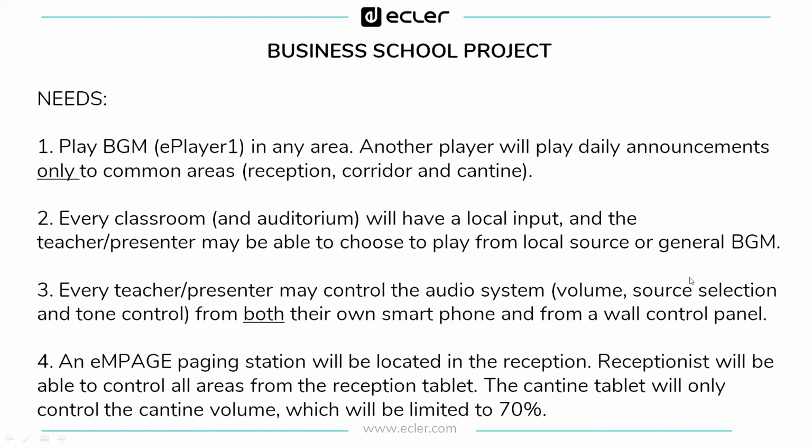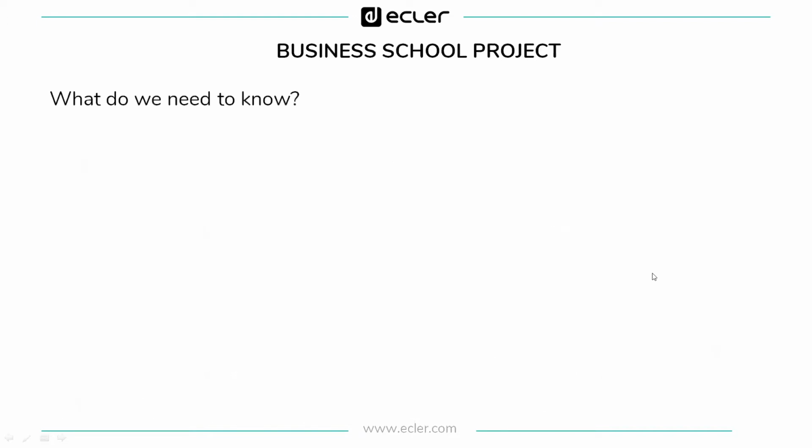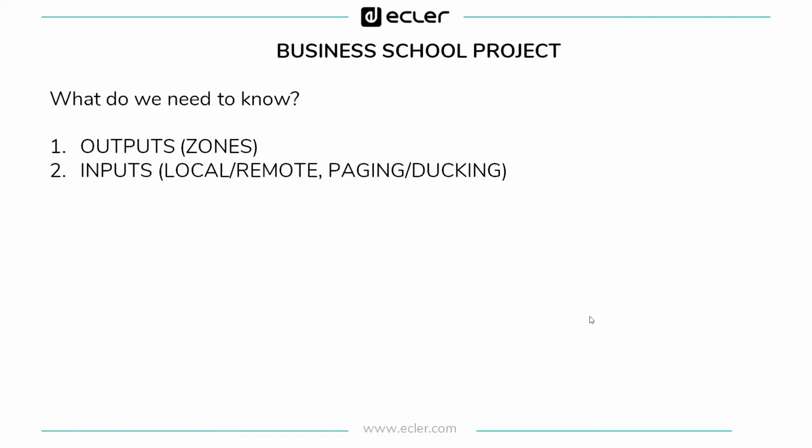Okay, so with all this information and the map we have, we can already extract all the information that we need. And to configure this, we actually need 5 things. First, to know the outputs: what is the number of outputs we need and what are they? The inputs. For every input, we will have to take into account if it will be a local input or a remote input for the connection on the backside of the hub, and if it has to be an input for paging or docking. Okay, it's not the same if we connect it to input 1 or input 7. Remember that.